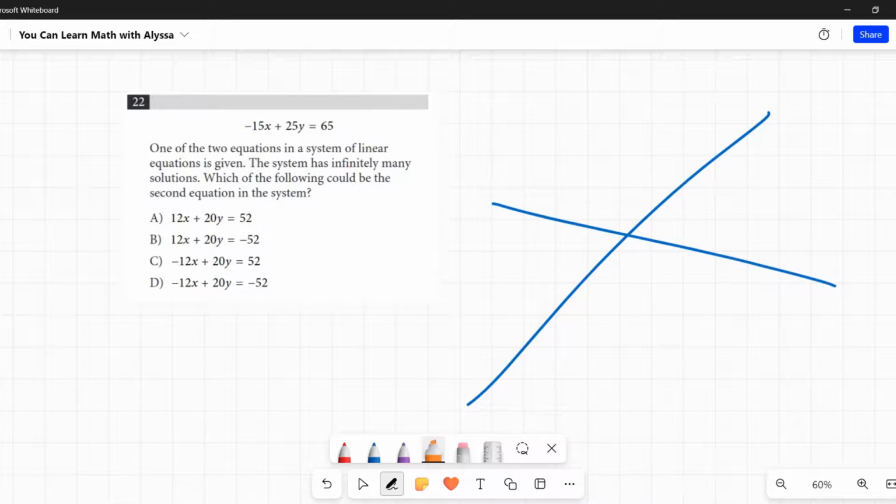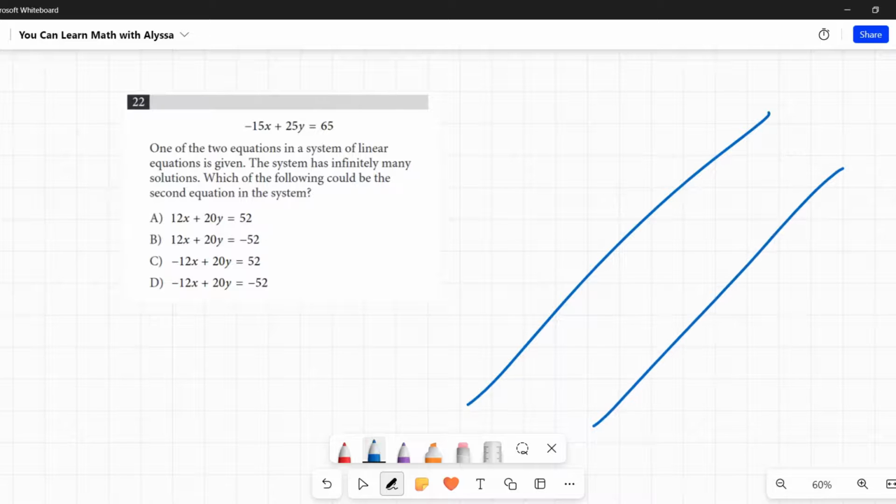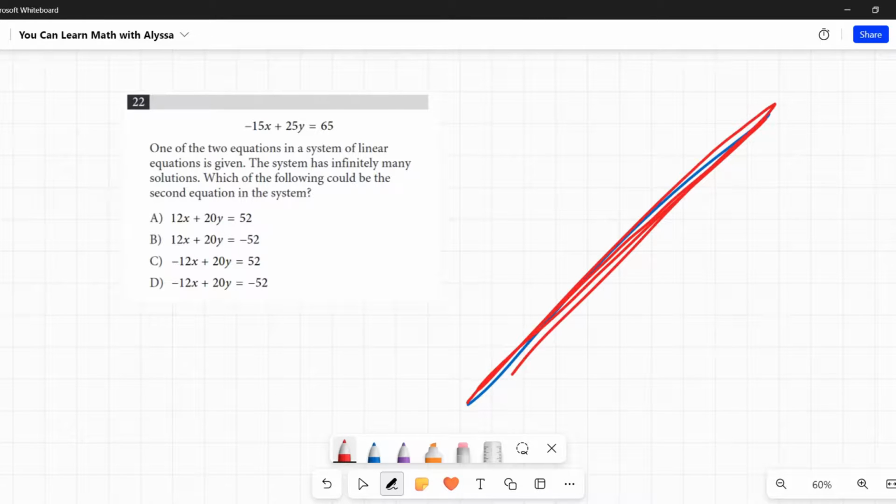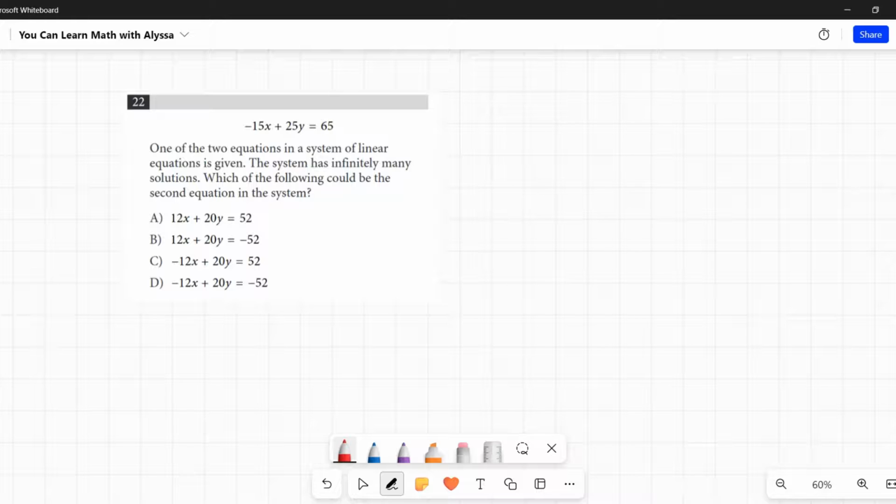Generally speaking, when they say the solution of it, it's usually a single point where those two lines cross. There are only two other options. You can have parallel lines, where there are no solutions because they never cross. Or you can have lines that are on top of each other. They're the same line. So that is when you have infinitely many solutions, when they are exactly the same line.